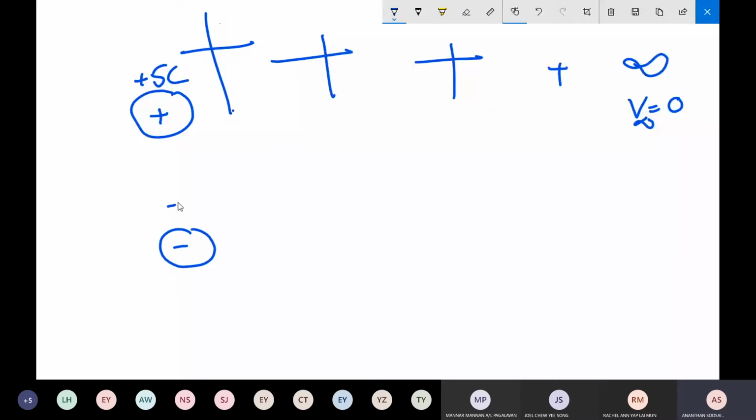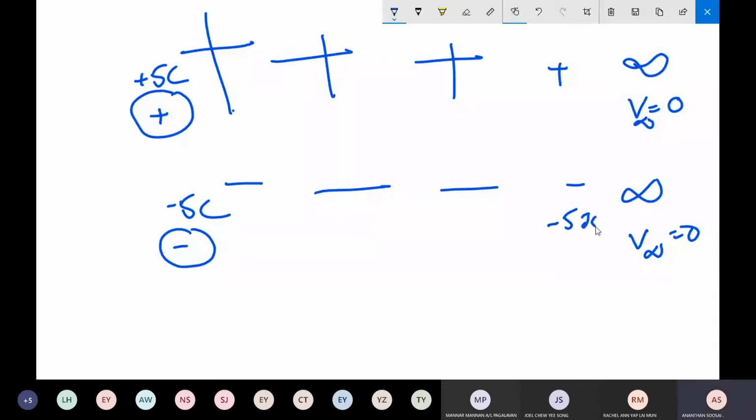If the center charge is a -5 coulomb, at infinity the potential will still be 0, but when you get closer, it becomes more negative. The potential gets more negative. So yeah, this is the pattern. If here is -5 joule per coulomb, the potential at point A, then at point B the magnitude should be bigger, maybe 10, but it's -10 joule per coulomb.